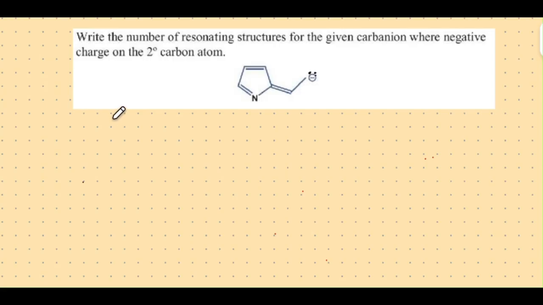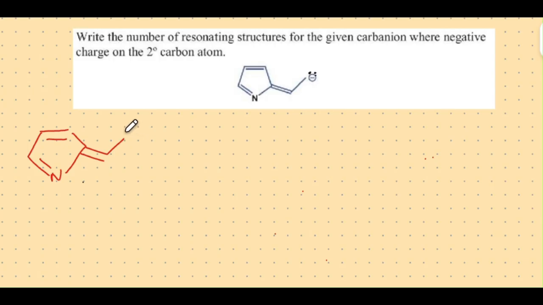And today's question is to write the number of resonating structures for the given carbanion where the negative charge is on the secondary carbon atom. So the given molecule is a carbanion. What is a carbanion? It's a reaction intermediate which is negatively charged. This is our starting molecule, right?